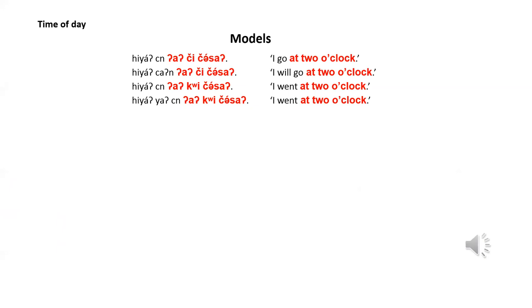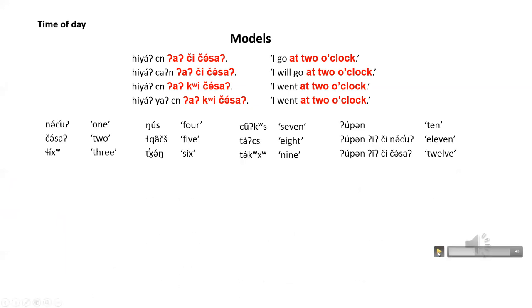The time is given as a number, just as in English. Here are the Klallam numbers 1 through 12 in case you haven't gotten these memorized yet. 1. Netsa. 2. Chesa. 3. Three. 4. Moose. 5. Scotch. 6. Tang. 7. Socks. 8. Tats. 9. Tuck. 10. Open. 11. Open it in Netzo. 12.